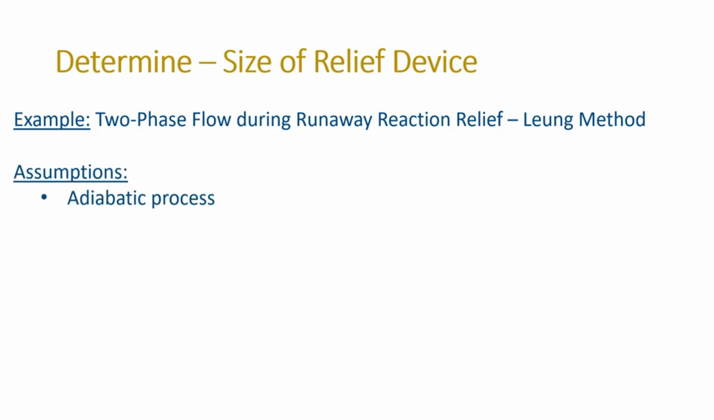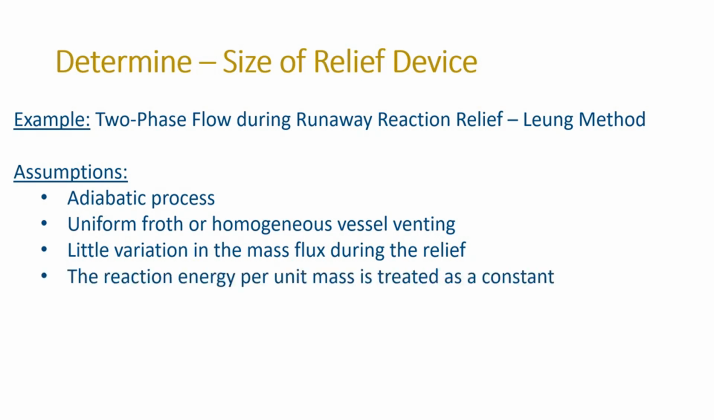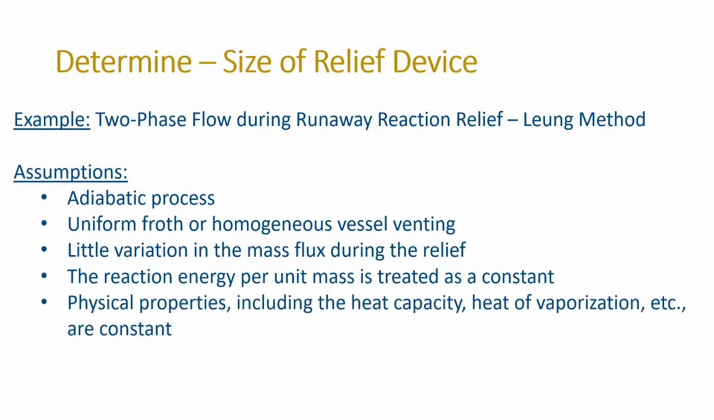Those assumptions are that we have an adiabatic process, so there's no temperature control. There's uniform froth or homogeneous vessel venting. There's little variation in the mass flux during the relief process. The mass flux is mass per area per time, and little variation means that we're treating that mass flux as a constant. There's also a number of other things we're going to treat as constant, including the reaction energy per unit mass and the physical properties of the fluid, including the heat capacity and the heat of vaporization.